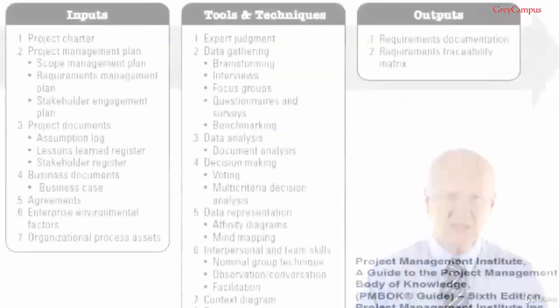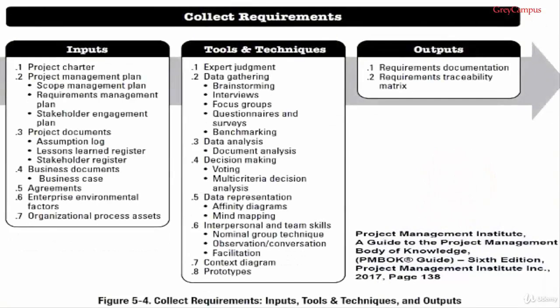Tools and techniques number 5, data representation. 2 suggested possibilities are affinity diagrams, which enable similar ideas to be clustered into groups, and mind mapping, which brings clarity to similarities and differences in proposed ideas. Number 6, interpersonal and team skills, and these would include nominal group technique, which is a structured form of brainstorming which enables suggestions to be ranked, and you can read all about that on pages 144 and 145 of the PMBOK guide. It's too long to cover here.